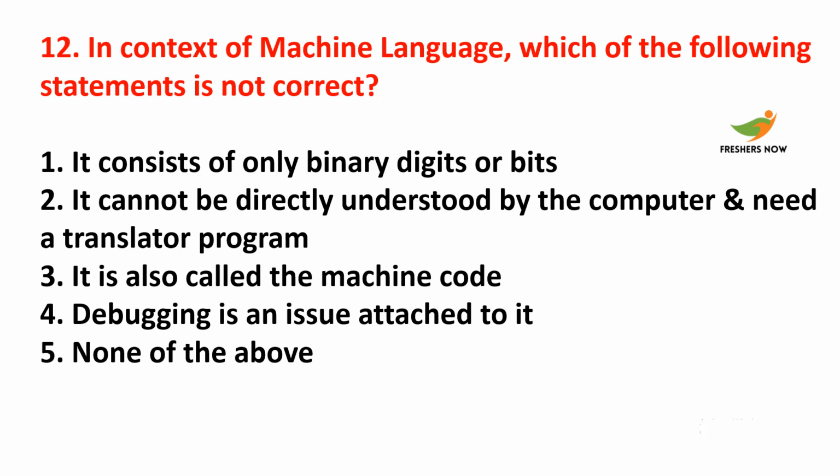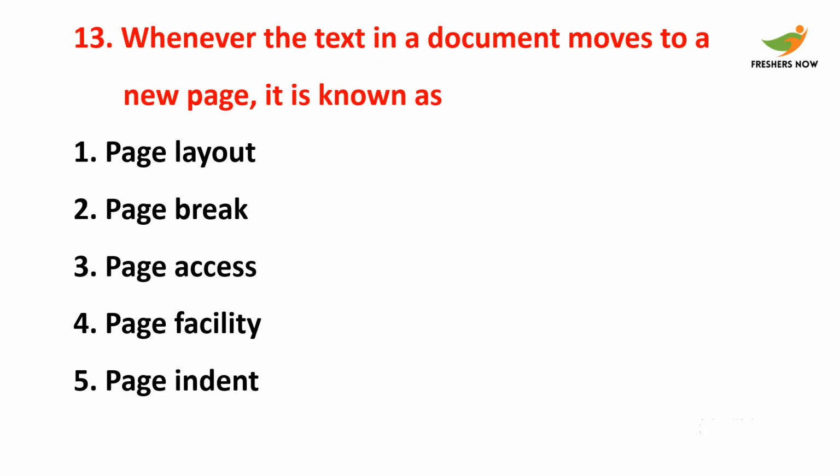12th question, in context of machine language, which of the following statements is not correct? And the answer is option 2, that is, it cannot be directly understood by the computer and needs a translator program. 13th question, whenever the text in a document moves to a new page, it is known as? And the answer is option 2, page break.